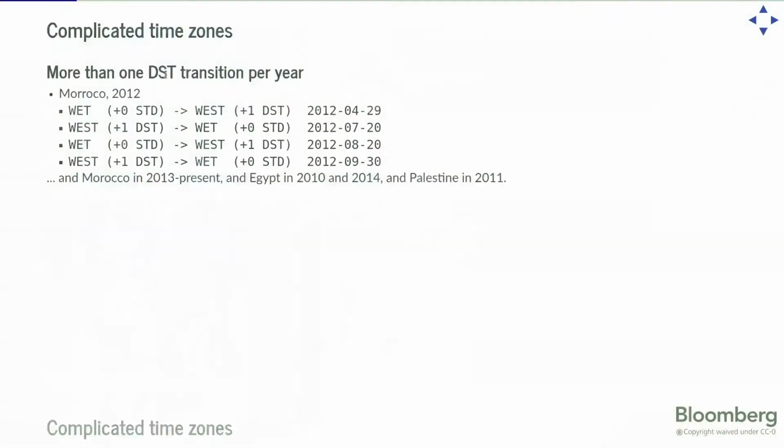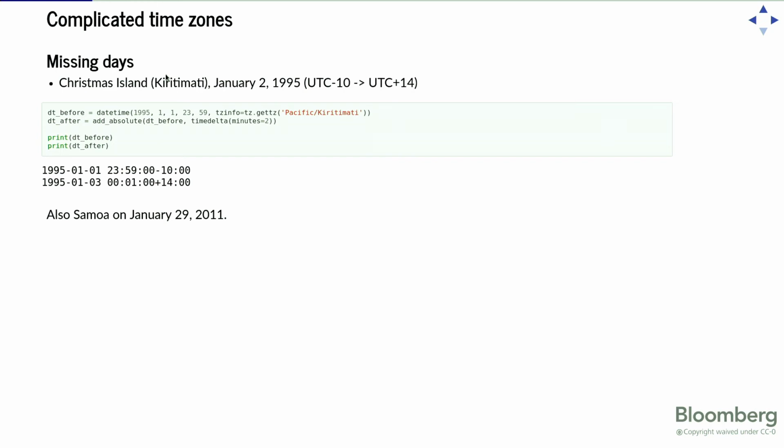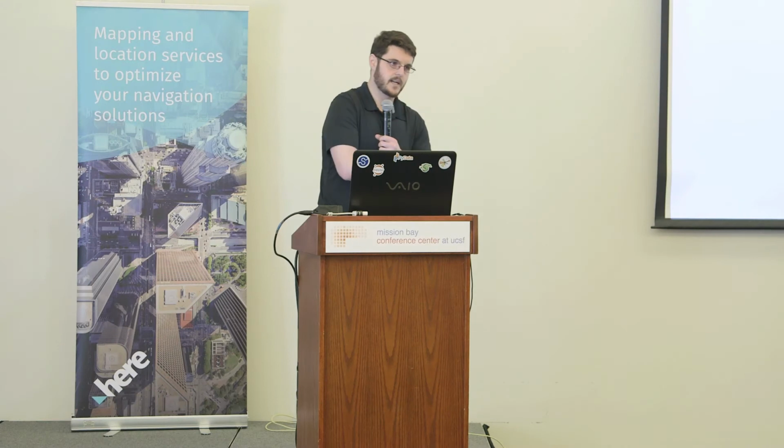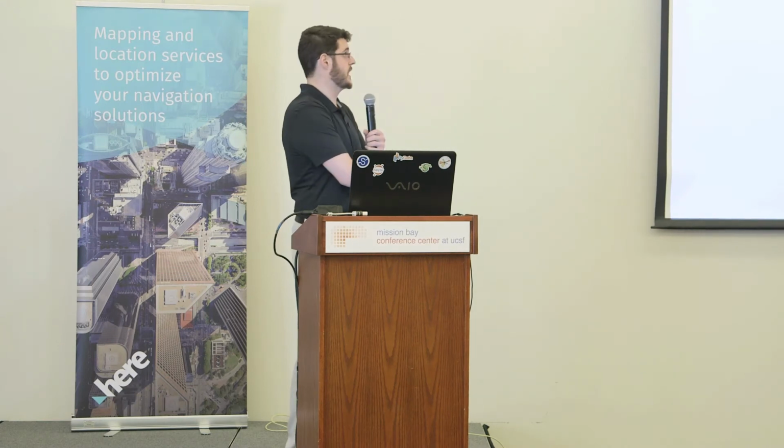So here's another interesting example. Sometimes there are missing days in a given zone. Christmas Island in 1995 decided that they wanted to be on the other side of the international date line from where they were. So they just switched over their zone and shifted it by 24 hours. So right after midnight on January 1st came midnight on January 3rd. So in 1995 on Christmas Island, there was no January 2nd.